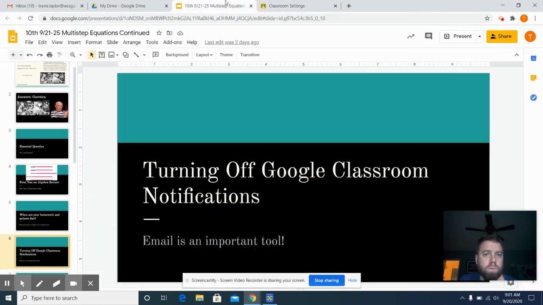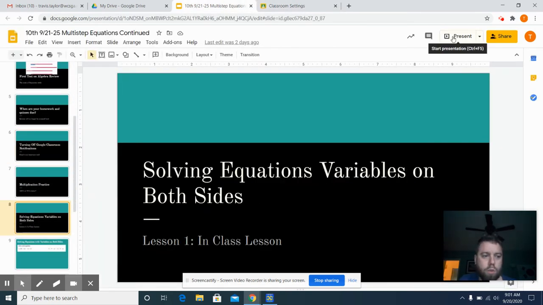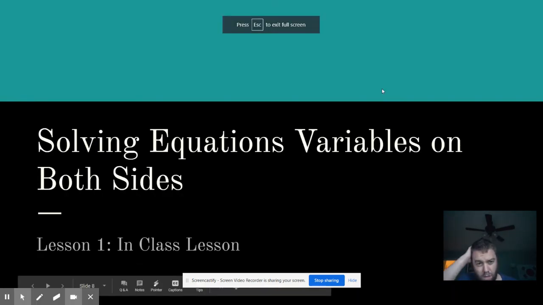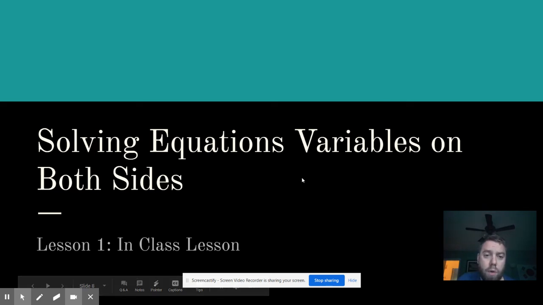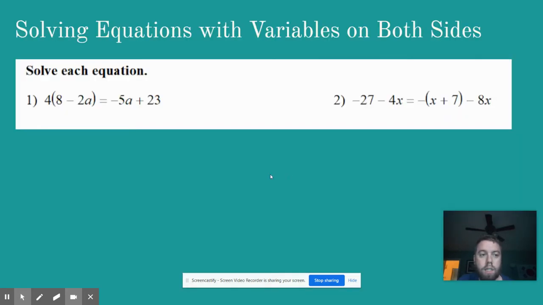Okay, cool. Now let's move into our actual topic. Our topic for today: we've been solving equations for a couple of weeks now. Now we need to see what happens when we have variables, or the letters, on both sides of the equal sign. So you see we have a variable over here and a variable over there, a variable here, and on the other side of the equal sign, another variable. So we need to see what happens there.